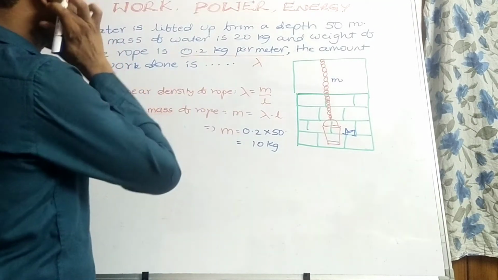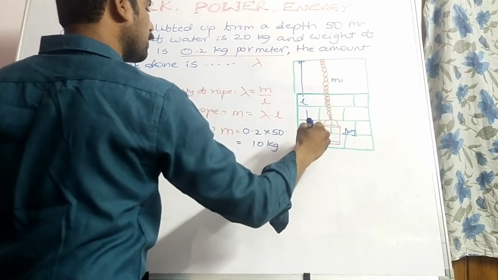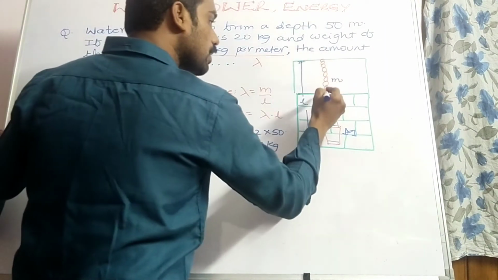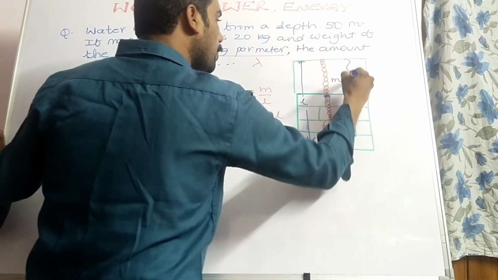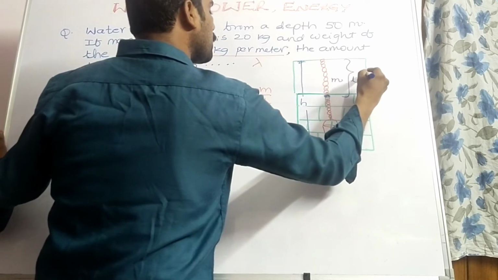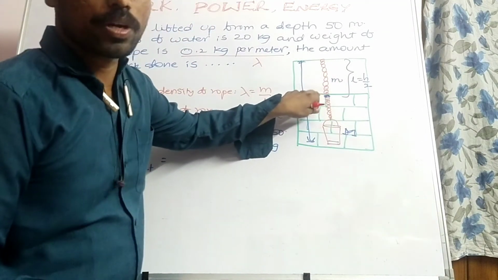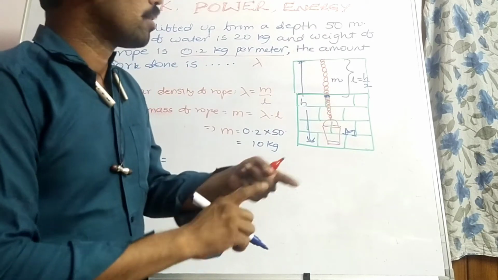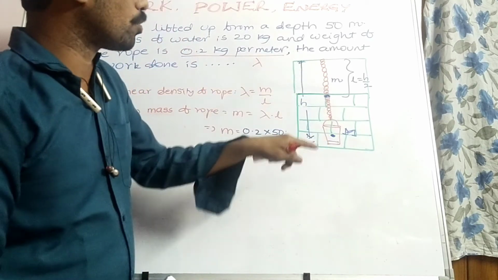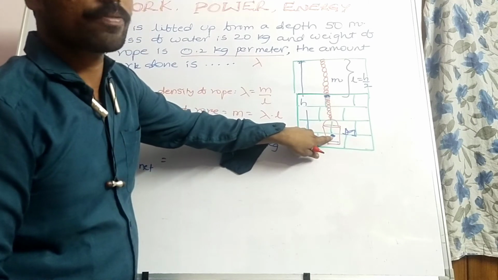If we consider only the bucket, we have to take the complete length. Or else if we consider the rope mass, then we have to consider up to here only. Let us consider the depth as H. Here L is equal to H by 2 we have to take. Why? Because the center of mass will be located here for the complete system with rope, or if it is without rope, with negligible mass of the rope, then we take the center of mass of the system.